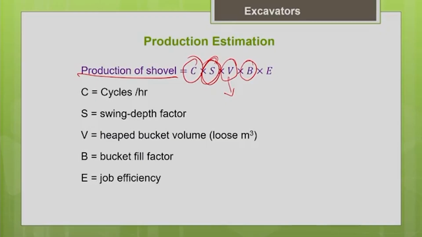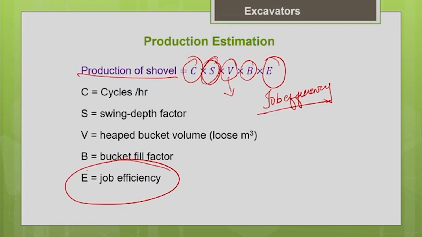If the conditions are different from this ideal condition, then you have to adjust the productivity with the swing depth factor. Another important thing we are going to do is multiply the production of the shovel with the job efficiency. Okay. So, how much time your machine is going to work in an hour, whether it is going to work for 45 minutes in an hour or 50 minutes or 30 minutes, accordingly you have to multiply with the job efficiency factor and get the actual productivity of the shovel.